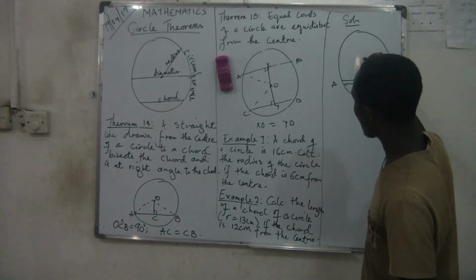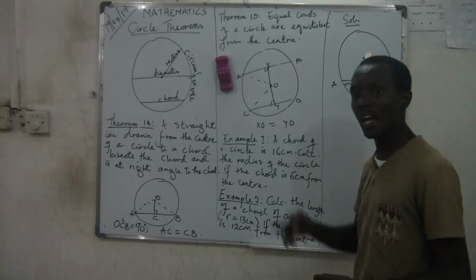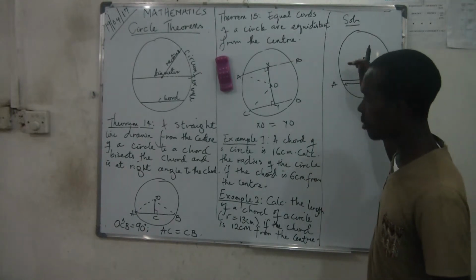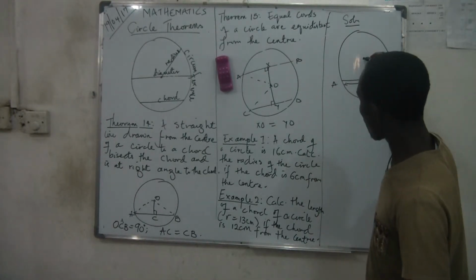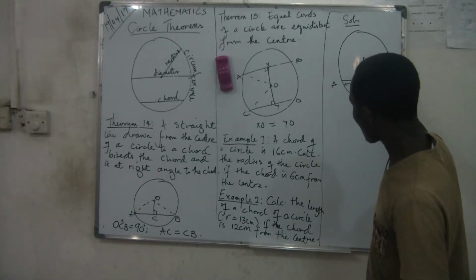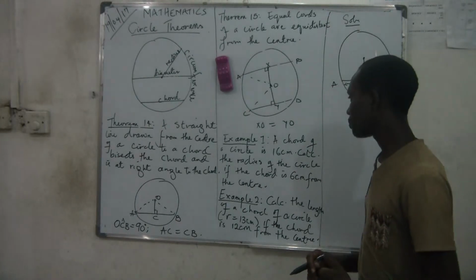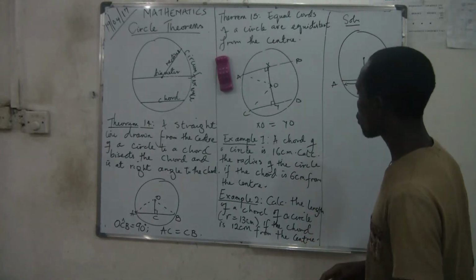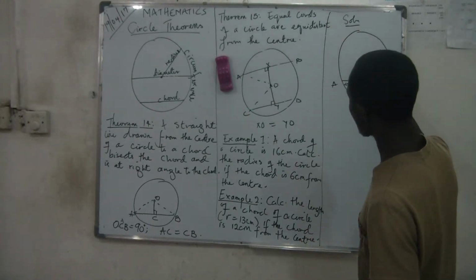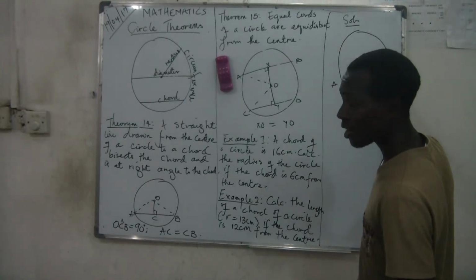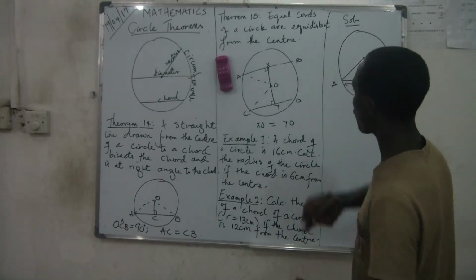So if this is the center, we should note that the diagrams we are drawing here are not to scale. So if this is the center of the circle, we are saying that the center of the circle is 6 centimeters from the chord. What are we asked to find? Calculate the radius. So the radius, we said, is a line that is drawn from the center to any point. So we can pick this point here.